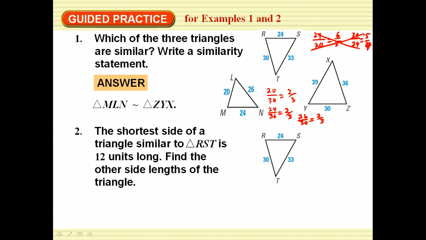The shortest side of a triangle similar to this one is 12 units, so how long are the other sides?